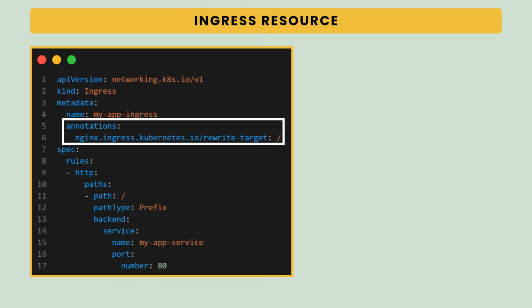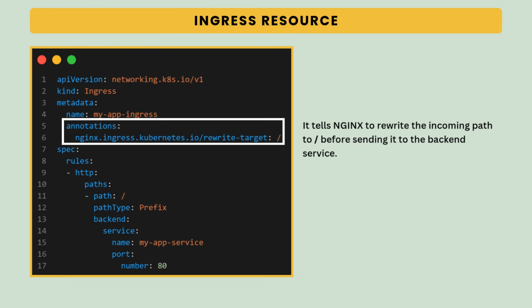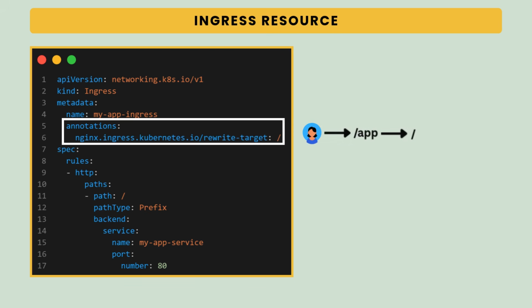Now, we also have something called an annotation here. And here, we are using nginx.ingress.kubernetes.io/rewrite-target: / like a root path. What this does is it tells NGINX to rewrite the incoming path to root before sending it to the backend service. So for example, if a user visits /app, NGINX will forward that request to the service as just /.